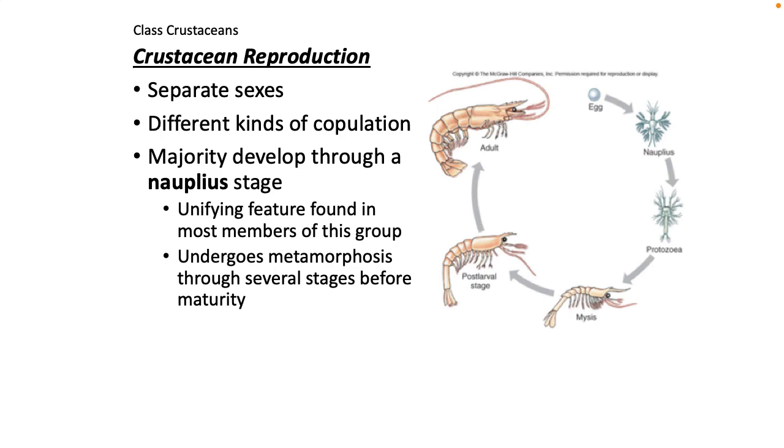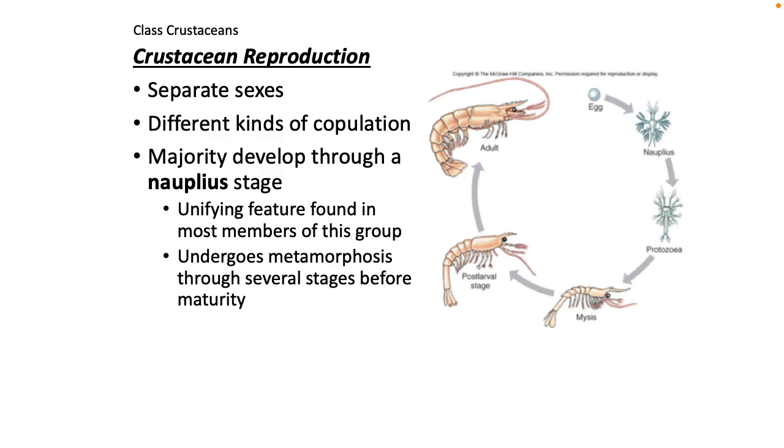Okay, reproduction of the crustacean. Separate sexes, different ways that they can copulate, but the majority of them go through a life cycle where they have a nauplius stage, and then it turns into an immature, and then they eventually hit the adult form. That is the unifying feature of most orders of crustaceans in this group, the nauplius stage.